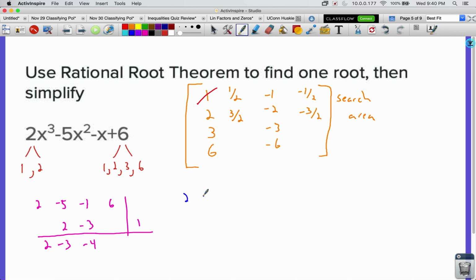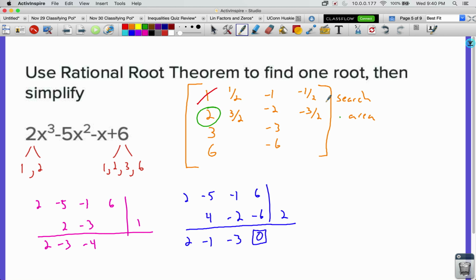So 2, -5, -1, 6. I'll put a 2 here. I drop down the 2, -4, -1, -2, -3, -6, 0. So I did get a 0, meaning that 2 is a rational root. Now, it might be the only one, but there could be up to 2 more in this list because of the fundamental theorem of algebra, which states we will have 3 solutions.